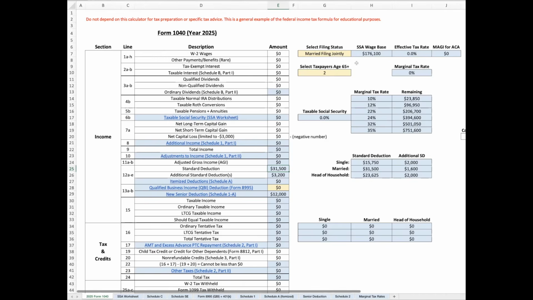So for our first example, let's start by assuming a retired married couple filing jointly age 65 and older, so we can see how it all flows from here. So we start with income on lines 1 through 15 on the Form 1040. In this example, the couple is fully retired and they don't have any W-2 employee wages.